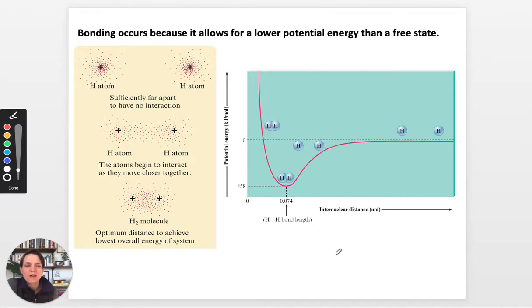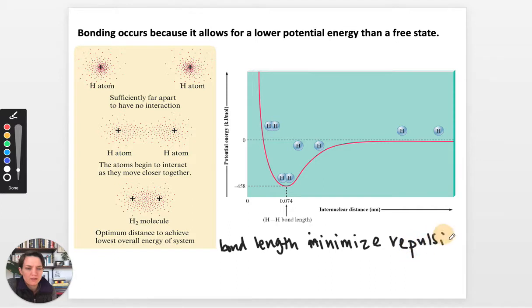So what's going on here? What's going on is that bond length is going to minimize repulsive forces while maximizing attractive forces.